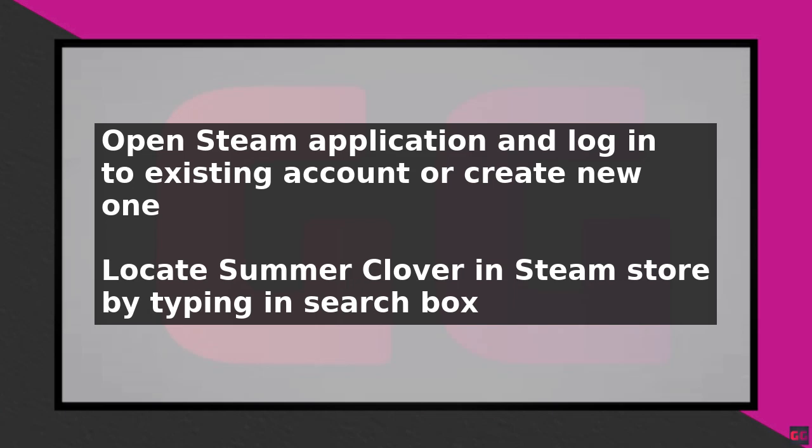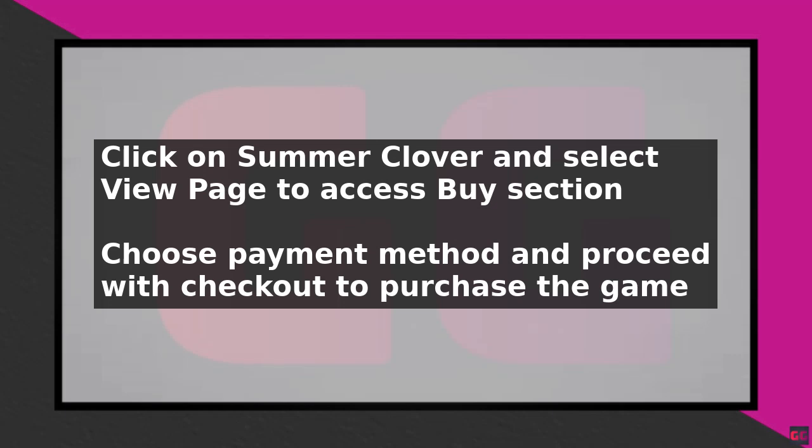When you've found Summer Clover, click on it, select View Page, and scroll down to the Buy Summer Clover section. If the game is on sale, click Add to Cart, then View Cart, and choose whether to buy the game for yourself or as a gift. Select a payment method from the drop-down menu, and proceed with the checkout process to purchase the game. After buying the game, it will be added to your Steam library.